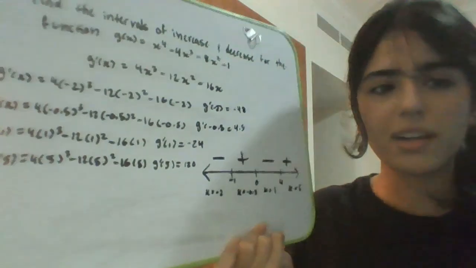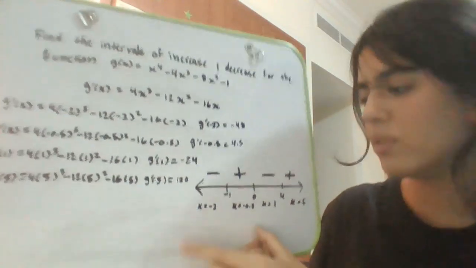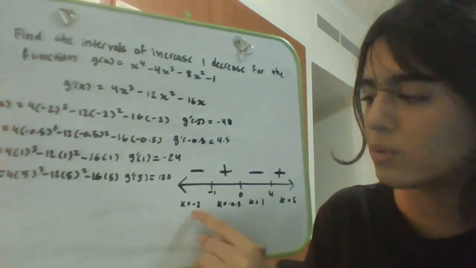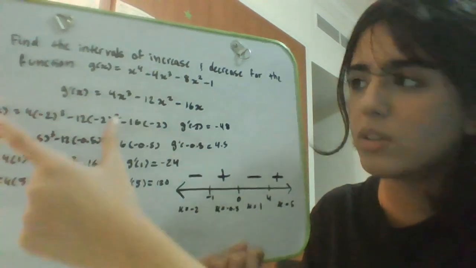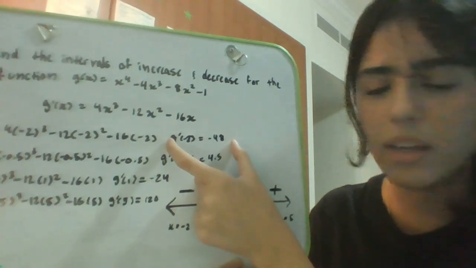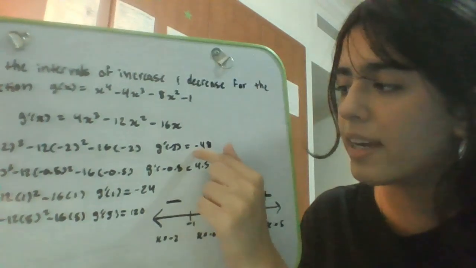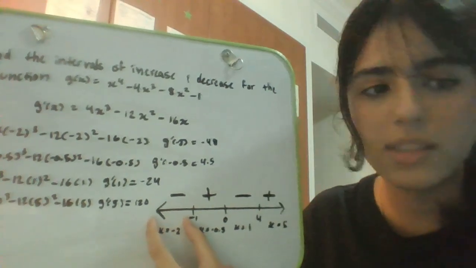Okay guys, so here I took each test point for the intervals, and in the interval for less than -1, I took x equals -2. I plugged that into this equation, the derivative that we took, and I got the value to be negative 48. The value itself doesn't matter, it's the sign that matters. So because it's negative, that means this whole interval is going to be negative, therefore it's decreasing.